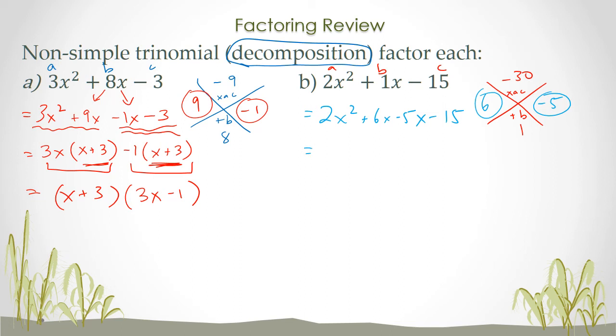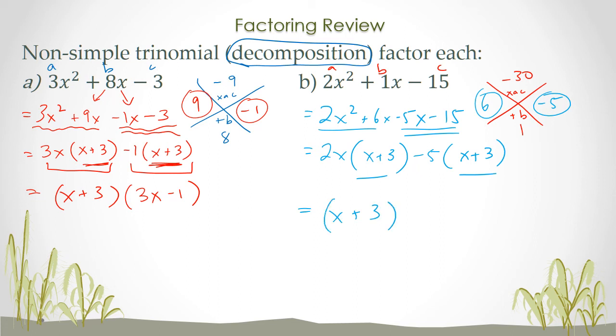Common factor in groups of 2. I can take out a 2x, which leaves me with x plus 3. Next group of 2, take out the negative 5, x plus 3. We know I've done my work right because that's the same as that, which means you're left over with x plus 3 and 2x minus 5. Hopefully that's okay for decomposition.